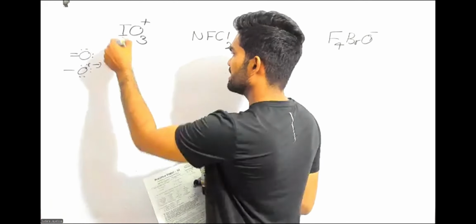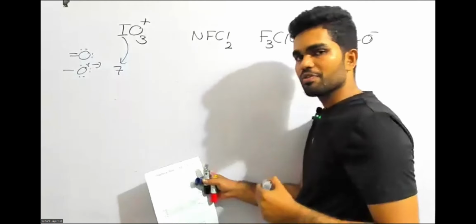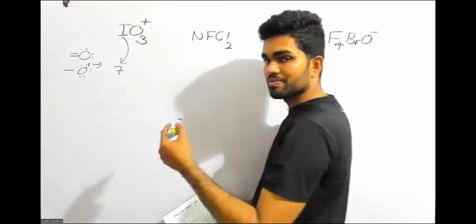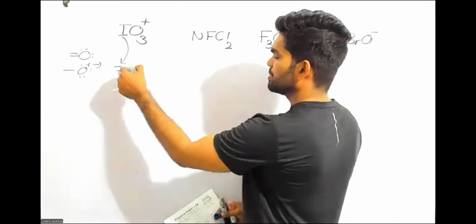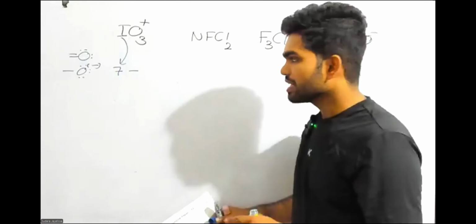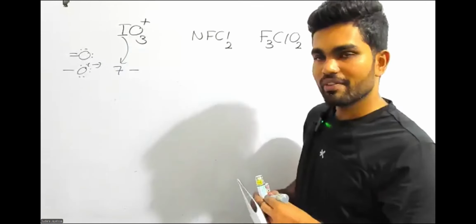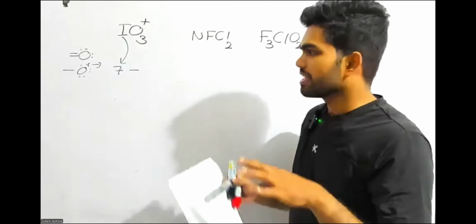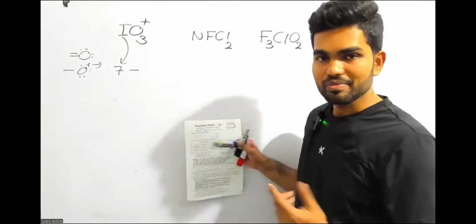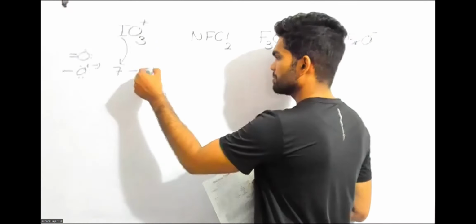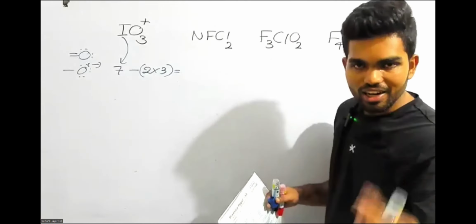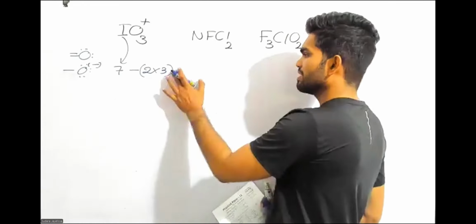So now take iodine, which has 7 valence electrons. From those 7 valence electrons, if oxygen is not carrying any charge, it should make double bonds. To make double bonds, you need 2 electrons per oxygen. Here you are having 3 oxygen atoms, so you need 3 times 2, 6 electrons from iodine. Understood? So you subtract 6 electrons from iodine to make bonds with oxygen. Then only one will remain.